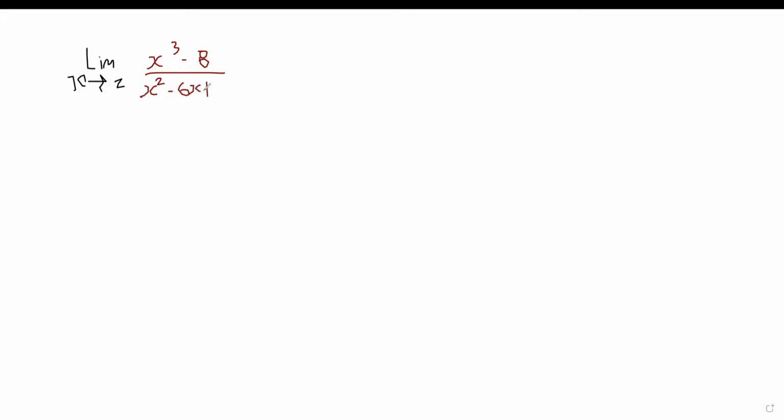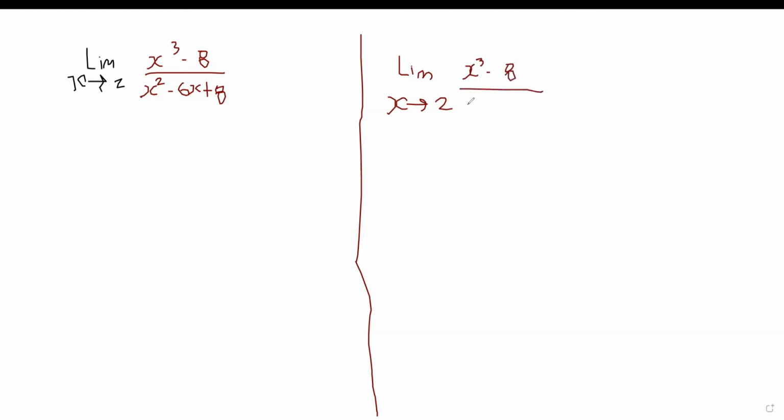As I said, there's two ways you can do it. You can do it by factorization, or you can do it by L'Hopital's rule. I love to do it the two ways. Any way you want to do it is fine. Limit as x approaches 2 of x cubed minus 8 over x squared minus 6x plus 8. Either way is perfectly fine.